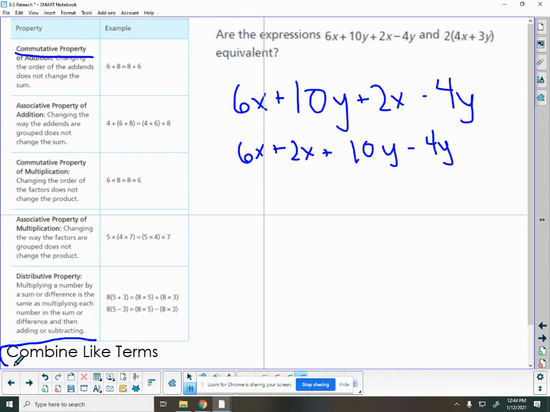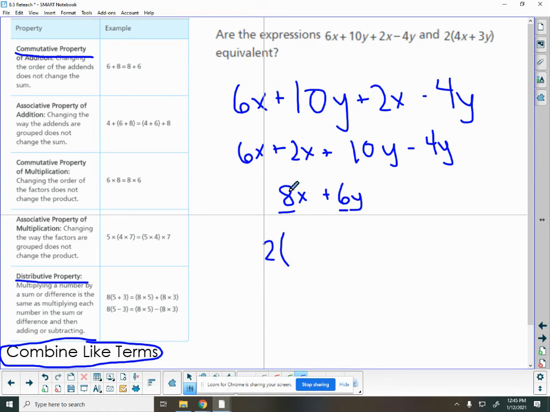Now I'm going to combine like terms. So 6x's plus 2x's is 8x, plus 10y's minus 4y's is 6y's. Now I can't combine x and y's together, but I can use the distributive property. Can you see a factor that 8 and 6 have in common, something that goes into 8 and 6? So 2 goes into 8 and 6. So I can pull out the 2.